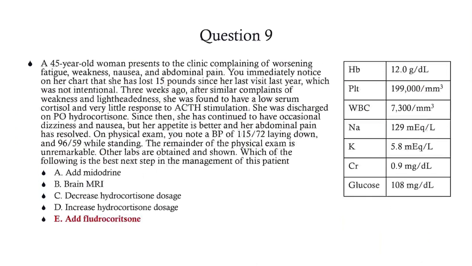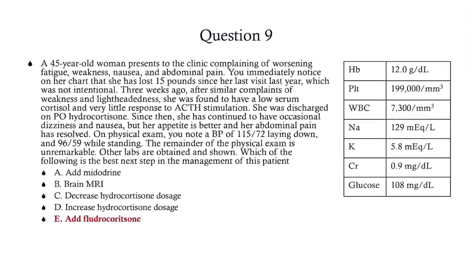Now let's go back here briefly. And why do we add fludrocortisone? Why did we need to add fludrocortisone? We were giving her hydrocortisone, and that works for replacing cortisol, but it doesn't work for replacing the mineralocorticoid aspect. That needs to be replaced as well. So when you have a primary adrenal insufficiency, you need to replace both so that you are replacing your cortisol and you are replacing your aldosterone.